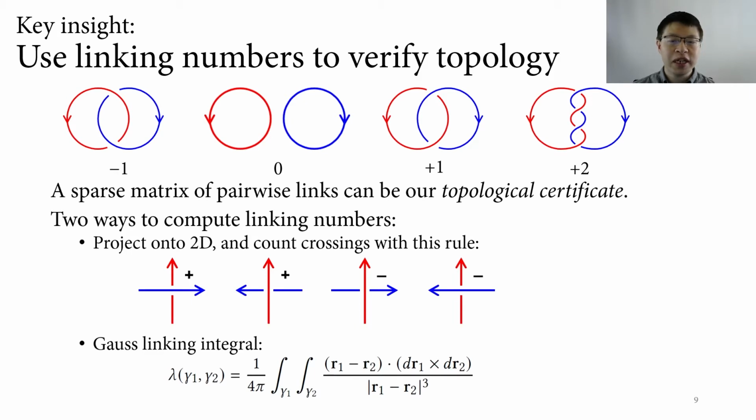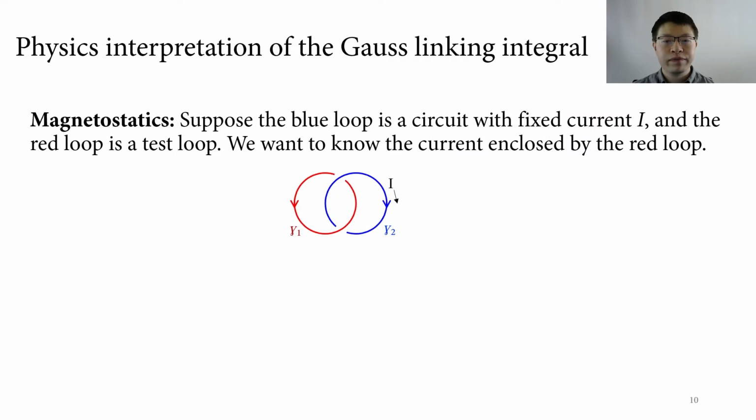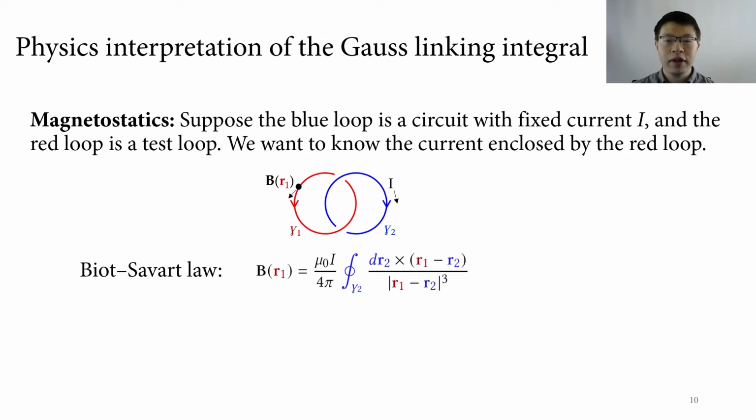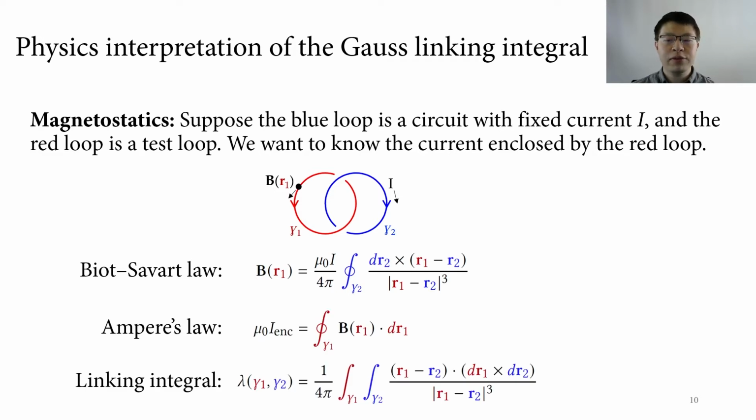The first way is to project onto a plane, and then for every crossing, increment or decrement the result based on the crossing orientation. The second way is to compute the Gauss linking integral. This integral has a magnetostatics interpretation. Suppose the blue loop is a circuit with current I, and the red loop is a test loop. We want to find the current enclosed by the red loop, as that tells us how many times it winds around the blue loop. We can first apply the Biot-Savart law on the blue loop to find the B field at each point on the red loop. Once we have the B field, we can apply Ampere's law to integrate it over the red loop, giving us a linking number.